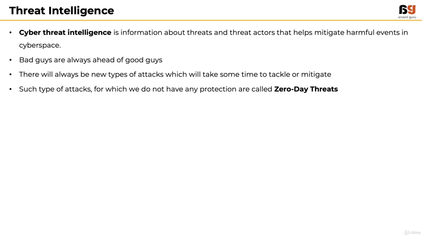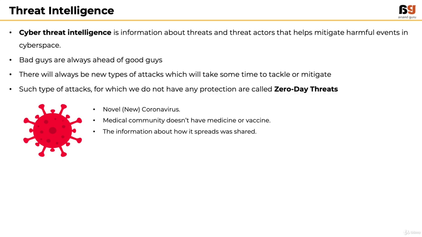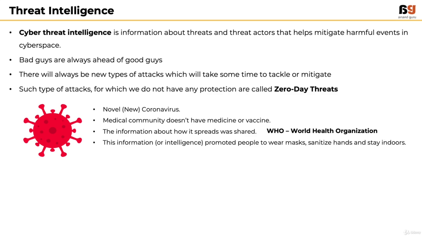A very good example is the coronavirus that hit the world last year. It is called novel coronavirus because it was new. The medical community did not have a medicine or a vaccine. But immediately after studying the virus, the information about how it spreads was shared. One of the reliable sources of information about these kinds of new biological viruses is the WHO, World Health Organization. This information or intelligence prompted people to wear masks, sanitize hands, and stay indoors. This reduced the spread of the virus to a great extent.